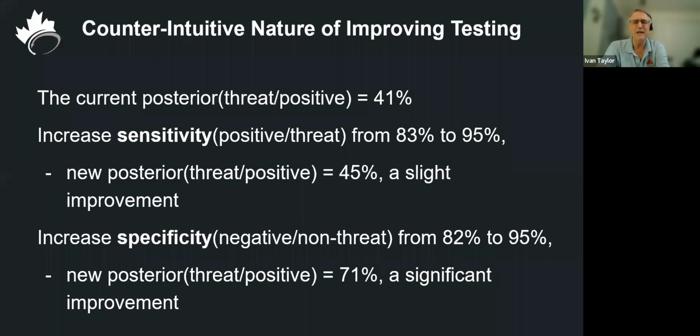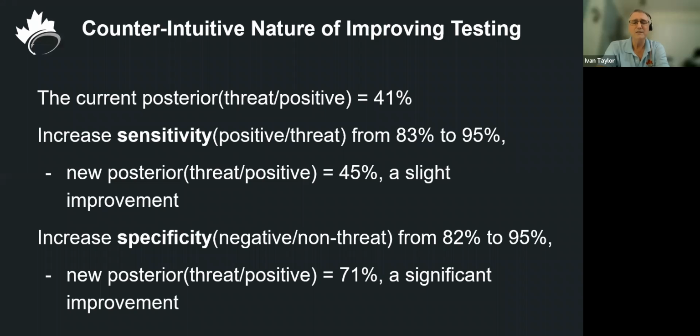It's an interesting counterintuitive aspect to improving testing. When you increase the sensitivity, and that is the number of positive tests given a threat, for example, if in this case we increased it from 83% to 95%, this ended up with a new posterior, which is the probability of it being a threat given a positive test, of 45%, which is a slight increase over the previous case of 41%.